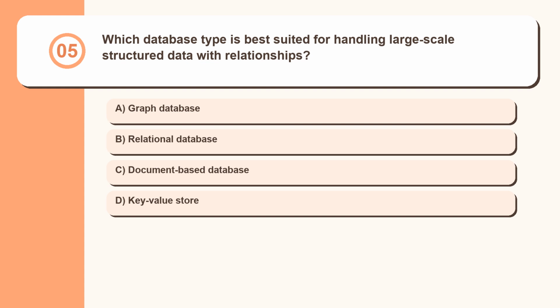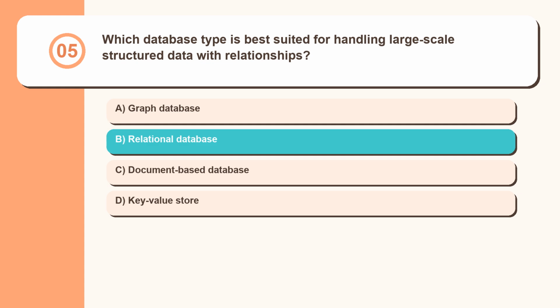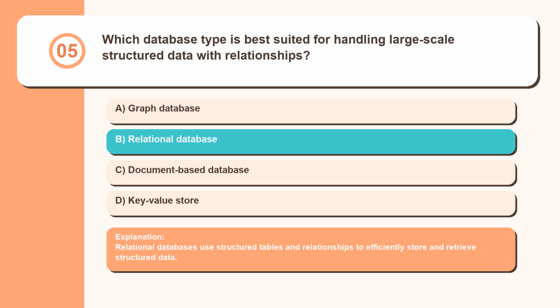Question 5. Which database type is best suited for handling large-scale structured data with relationships? Graph database, relational database, document-based database, key-value store. Relational databases use structured tables and relationships to efficiently store and retrieve structured data.